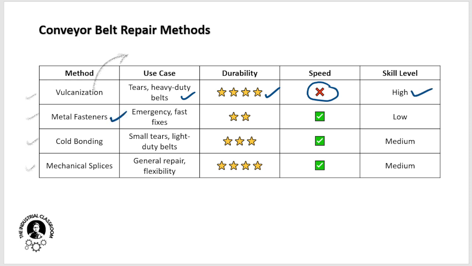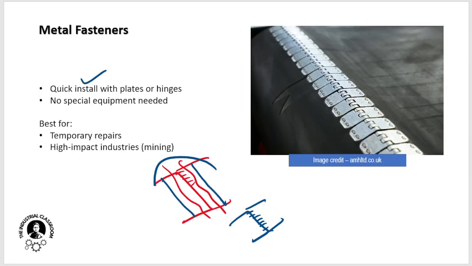Next, we have metal fasteners. This is for quick installation in case of saving from breakdown, where there is a much bigger focus on production, and we will get the downtime opportunity later. But now I have to fix this belt anyhow. So what will I go for? I will go for metal fasteners here. There are quick install plates or hinges.